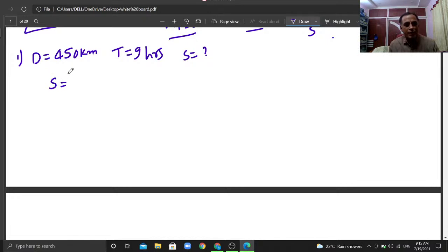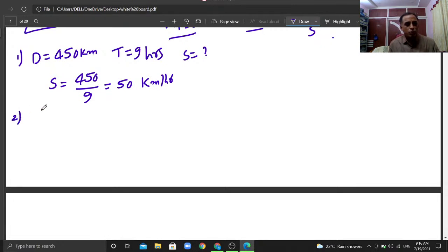What is your answer? Speed is equal to distance by time. First, please take the units. The distance is equal to 450 kilometer. Time is equal to 9 hours. So 450 by 9: 9 5s are 45, and 0 is there, so 50 kilometer per hour. Distance is in kilometer, so time should be in hours. So speed is equal to 50 kilometer per hour, which is the right answer.